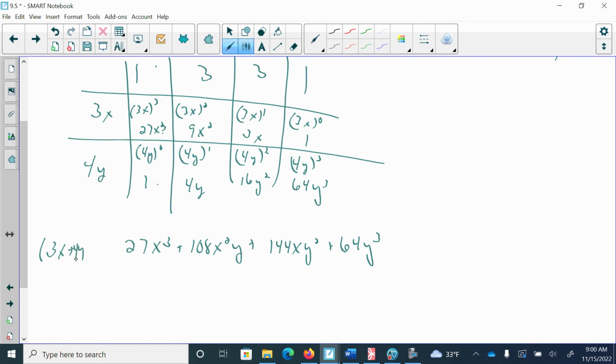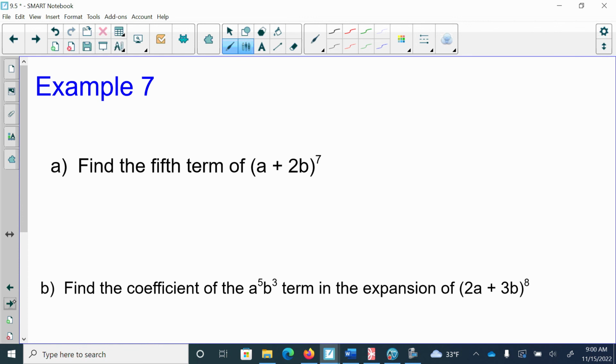That's a 4y raised to the third power. And that's what that's equal to. That's the expansion. So neatness counts. So this one wants me to find the fifth term of a plus 2b raised to the seventh power. So the hard way is I find the whole expansion. I honestly don't want to do that.